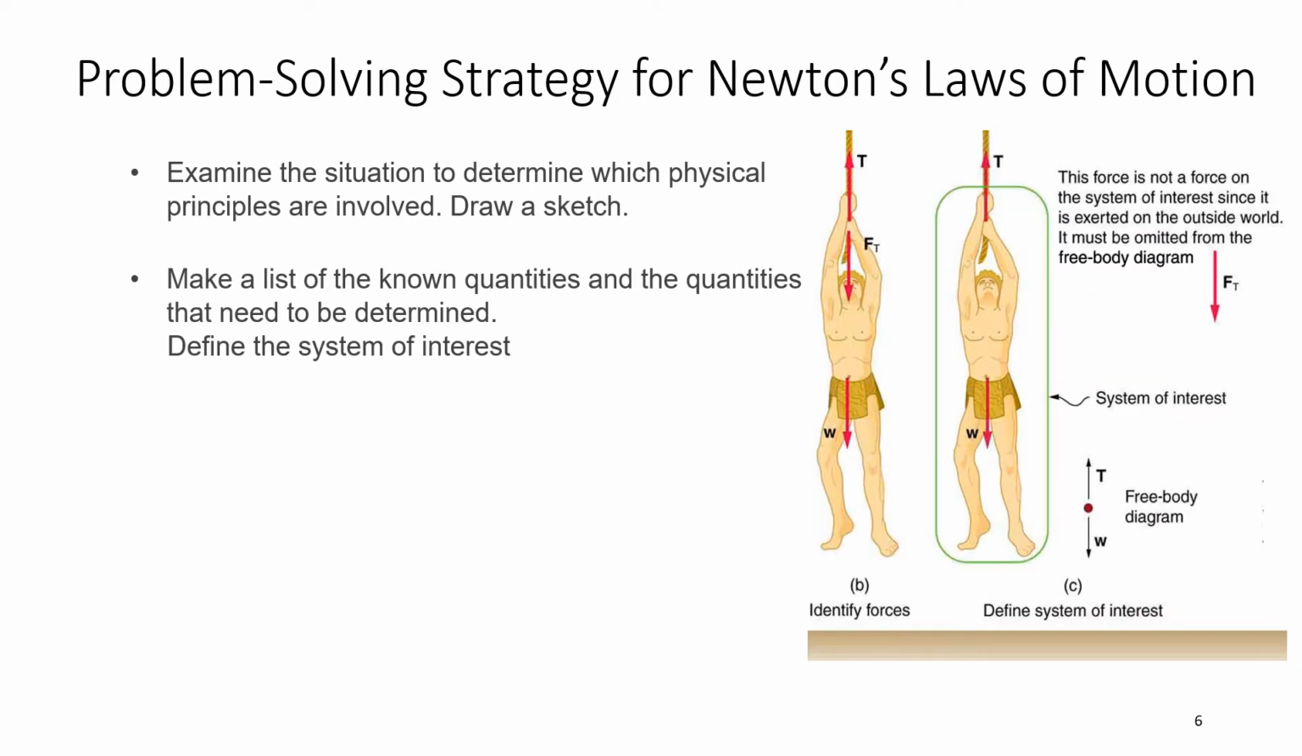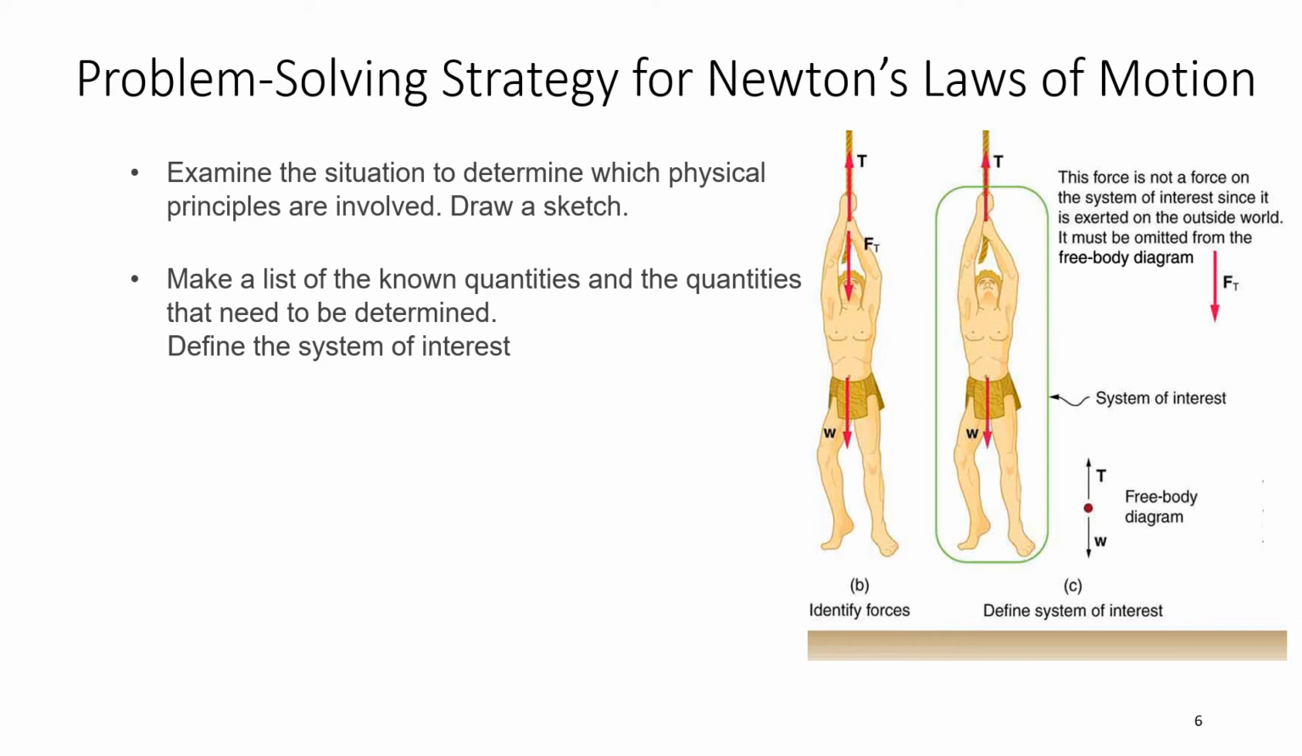The second step is to make a list of the known quantities and the quantities that need to be determined. It is very important to carefully determine the system of interest. This decision is a crucial step since Newton's second law involves only external forces. Once the system of interest has been identified, it becomes possible to determine which forces are external and which are internal.